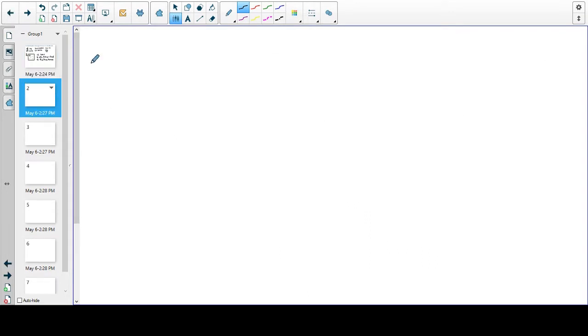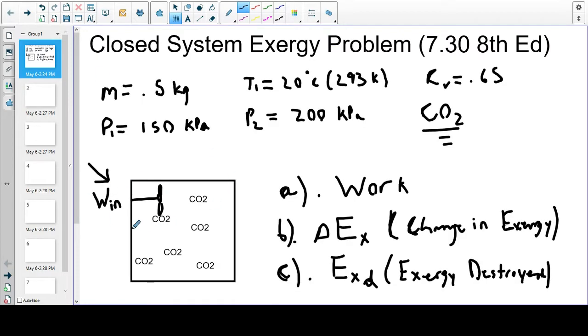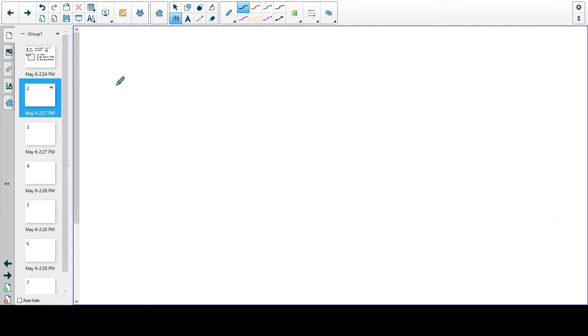So the first part is to find the work. Very simply, how do you find the work of a paddle wheel spinning? This is like a thermo one problem, which means that we have to use this equation. I can't remember what it's called, the energy balance or something for a system. If I'm wrong, don't be mad, but I think that's what it is called. So U2 minus U1 is equal to Q minus W.